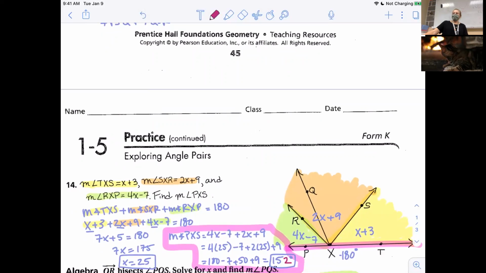That's okay. Number 14, though, I gave you the picture. So I have a measure of TXS. I highlighted that yellow, and then I labeled it x plus 3. Again, you don't have to highlight or anything. I would label all your angles. Highlighting is just a way to keep myself in line. Then I did SXR and highlighted that orange and labeled that 2x plus 9. Then I did RXP and highlighted that green and labeled that 4x minus 7.